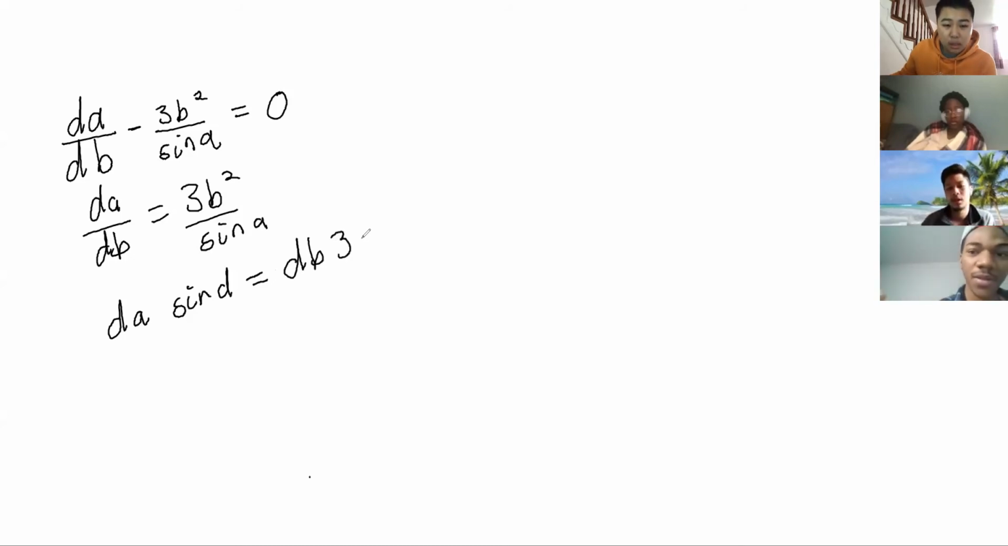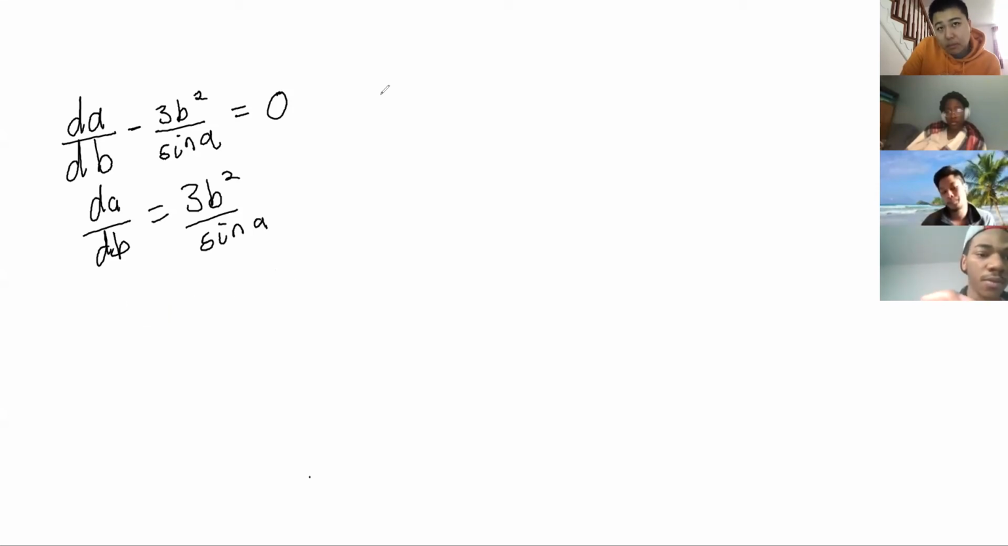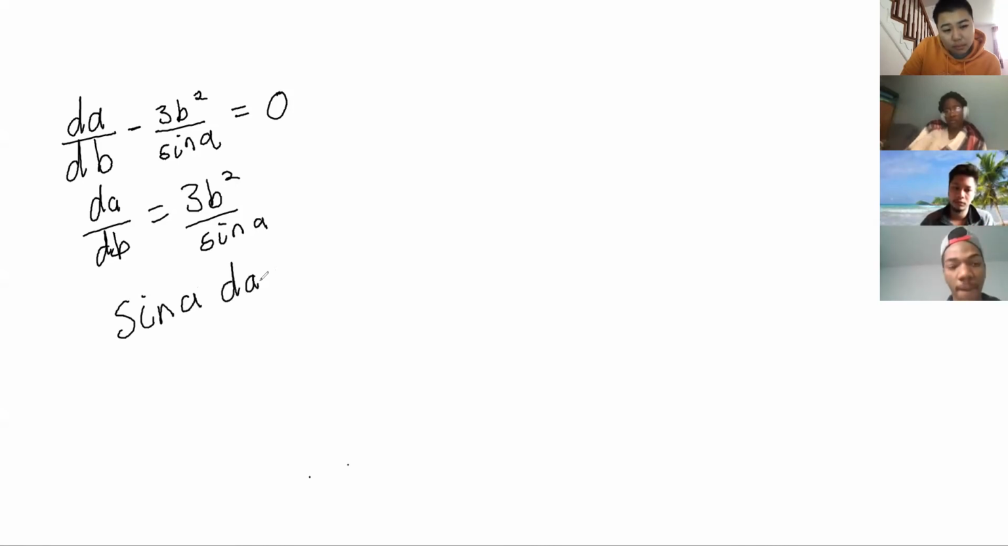Also, it'll be easier if you write the change in the function after the sine. So what do you mean? Like sine of A times dA, so it's easier to see that we can take the integral. Oh, okay. Wouldn't it be dA over sine of A? No, it's going to be sine of A dA, because you cross multiply. Oh, yeah, never mind.